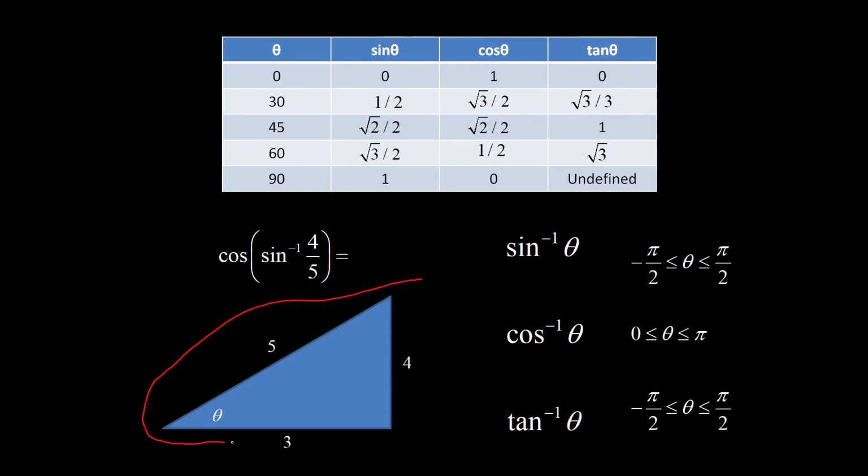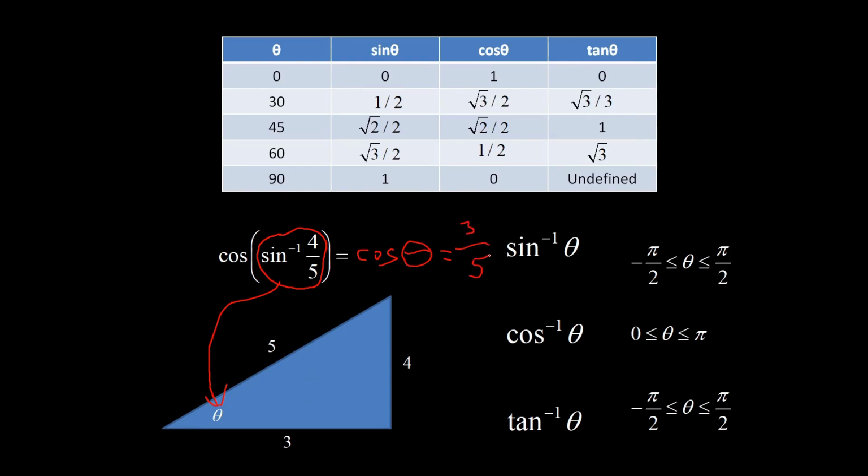Once we have our completed right triangle, we can answer every trig function question here. So remember, this expression right here equals this angle. So this is like saying cosine theta. And now we can just look at our right triangle to see what cosine theta is. Cosine is the adjacent over hypotenuse.